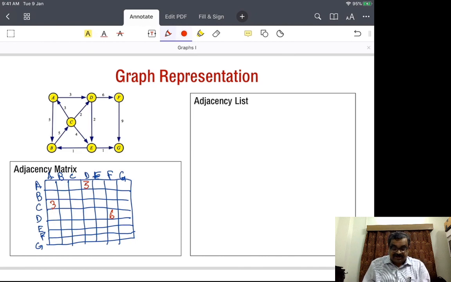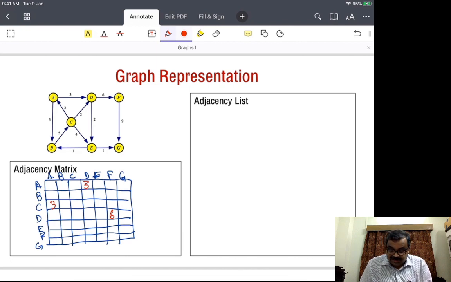And you can fill up this adjacency matrix where the values, instead of being 0 and 1, would be the weights associated with it. If there is no edge, you could either mark it as 0 if there is no weight 0, or you could mark it as -1 to indicate that there is no edge.